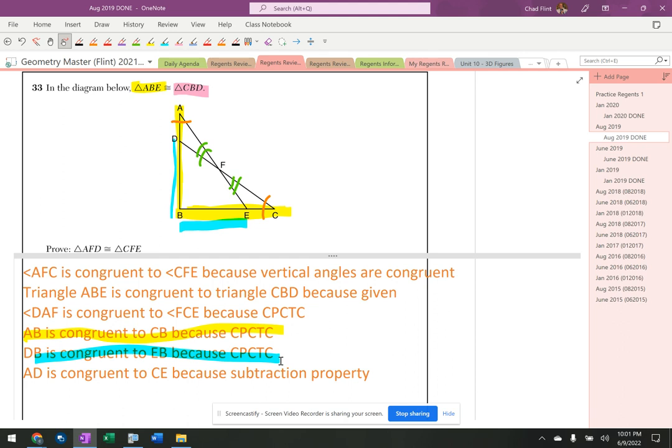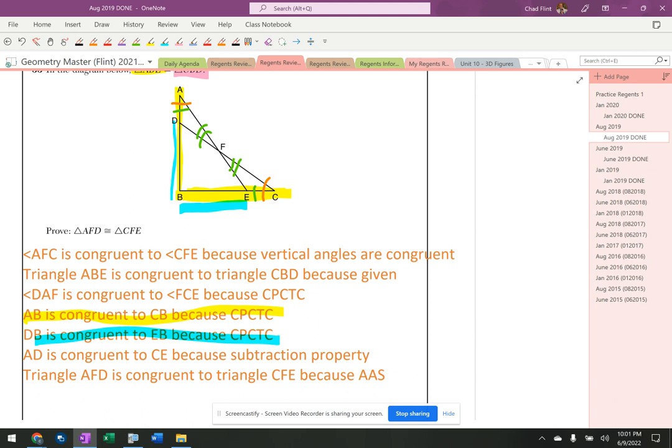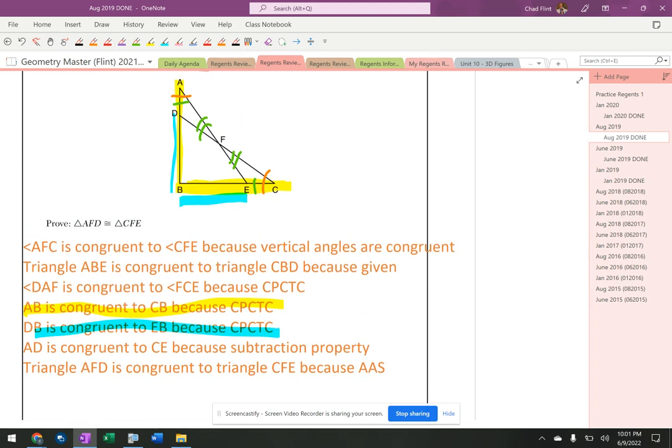Okay. And now I have angle, angle, side. So now I can say triangle ADF is congruent, AFD, they wanted AFD, is congruent to triangle CFE because angle, angle, side. All right, that is an ugly proof. But if I just do this, well, I think we're right. If I just do that, I don't get a 0. And with a lot of proofs, that's all we're trying to do.